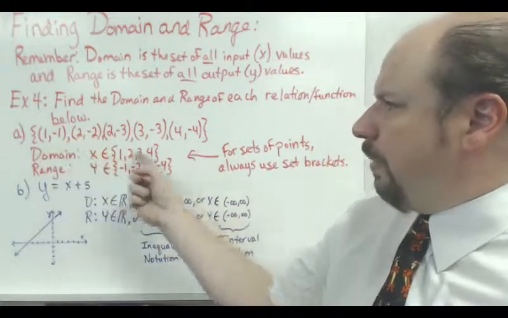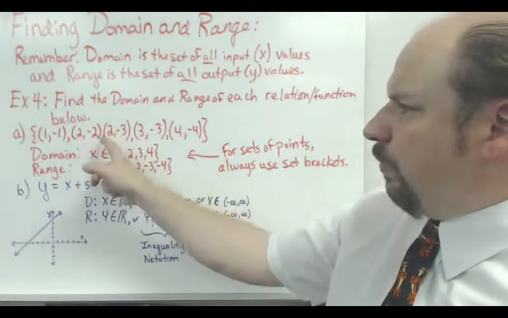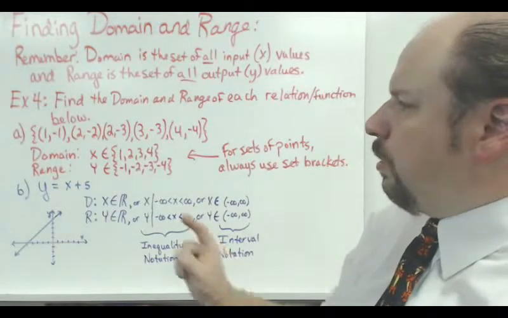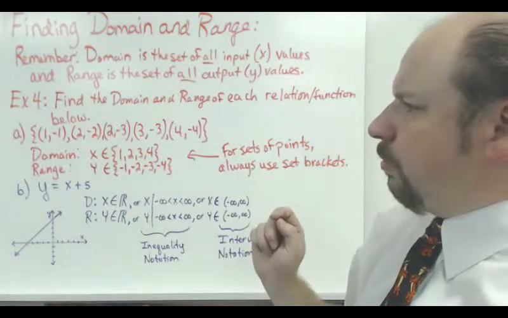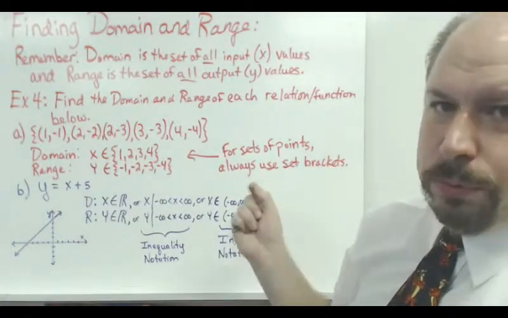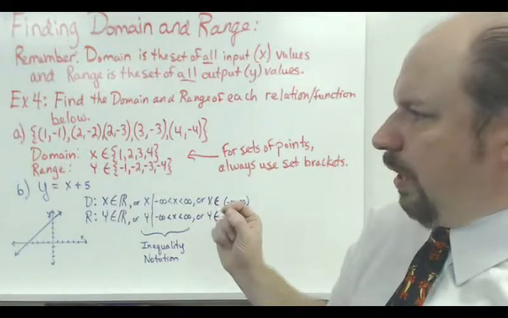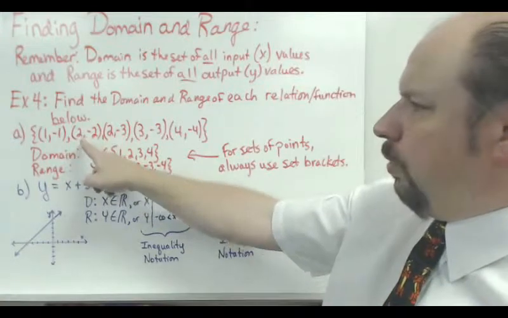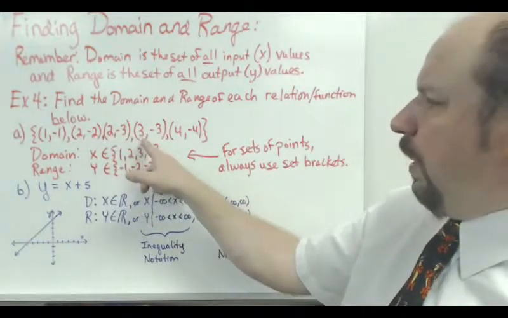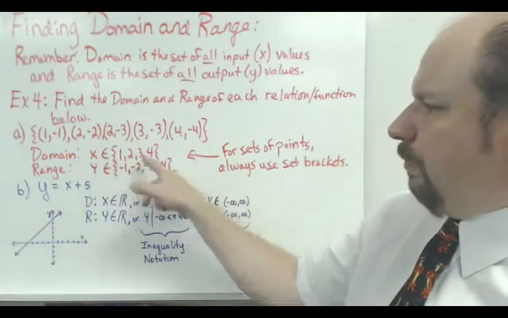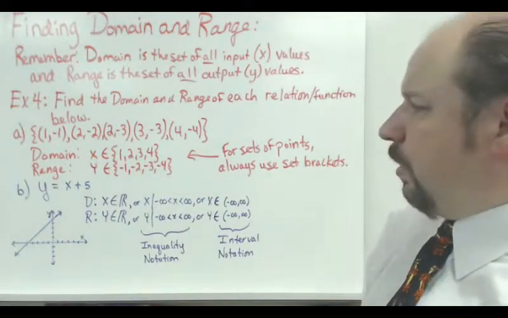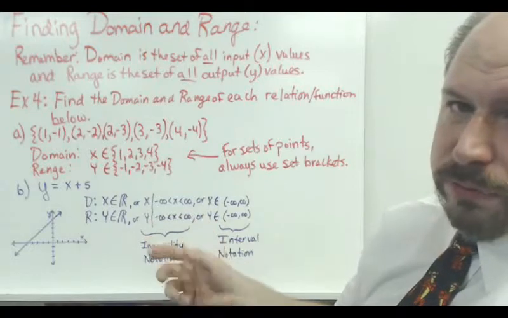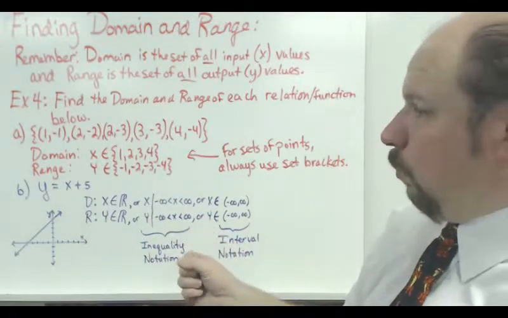So here we have a relation. Notice it is not a function because I have a repeating x value here. So in this relation, what is the domain? Well, remember the domain is all of the x values. So we look at all of the x values. We have a 1, we have a 2, we have a 3, and we have a 4. So I've listed all of the x values out. Notice I didn't put 2 twice. If a number repeats, we don't have to put it more than once.